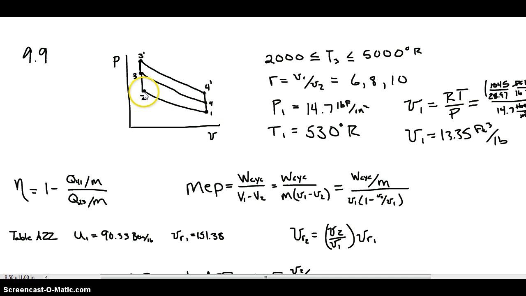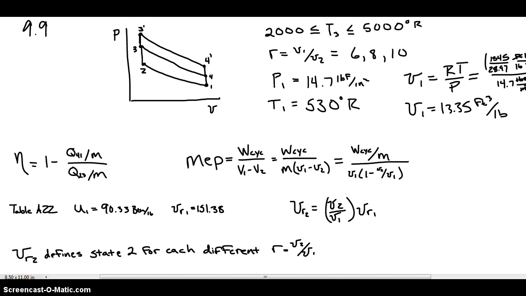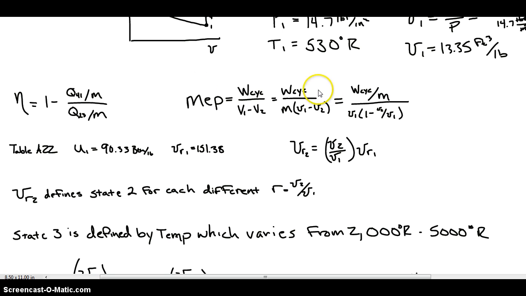Process 1 to 2, isentropic compression. 2 to 3, constant volume heat addition. 3 to 4, isentropic expansion. And 4 to 1 is constant volume heat rejection. Okay, so here's our equations for our thermal efficiency and our mean effective pressure.